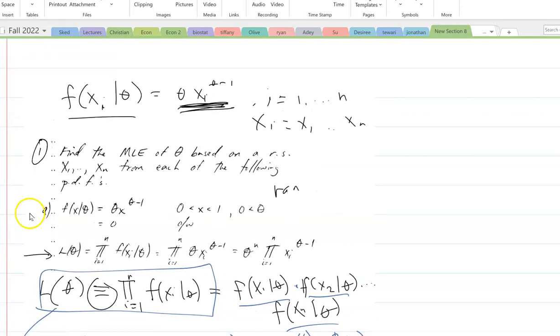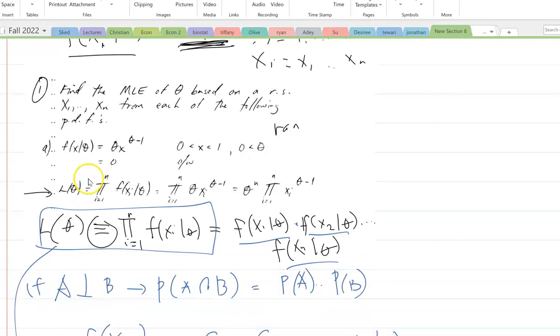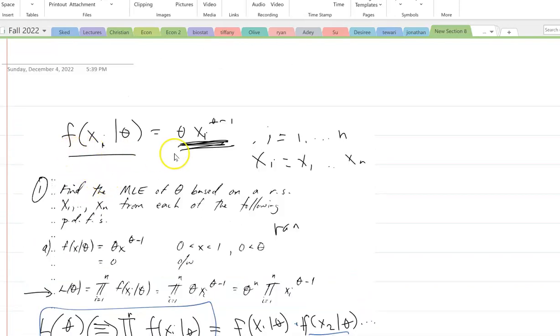Hi everyone, this time we're going to look at the maximum likelihood estimator. Suppose we have a PDF, and a random variable xi follows this distribution.